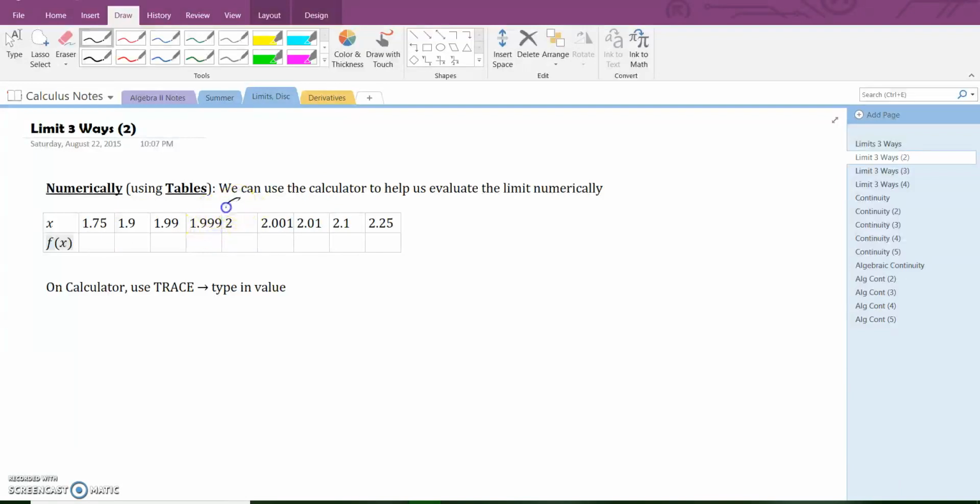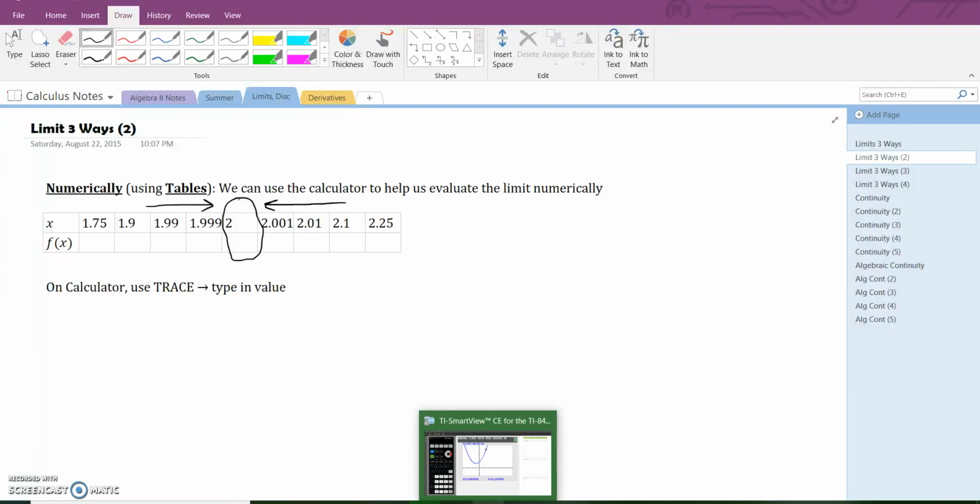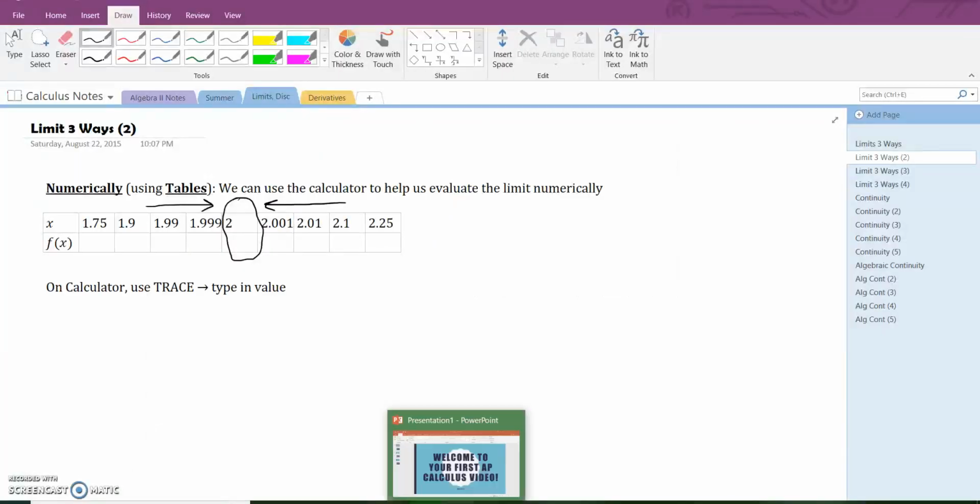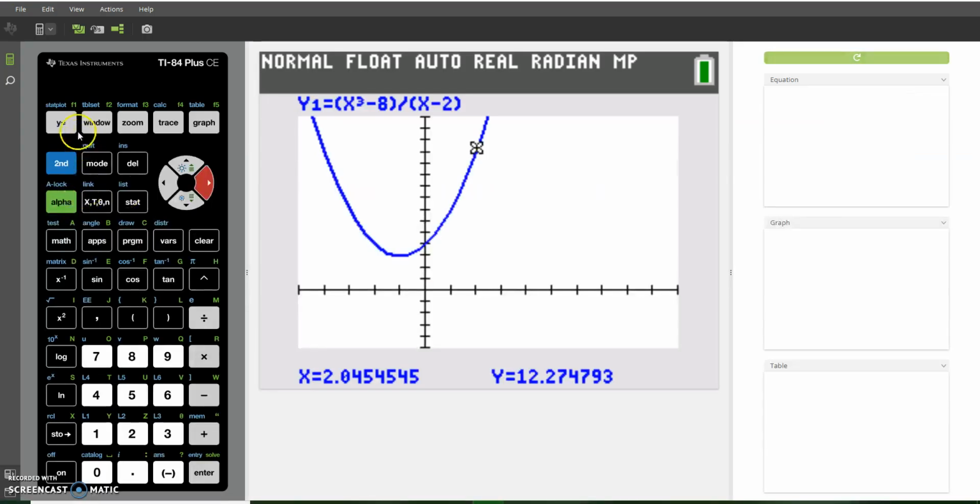Now because we want to know the limit as we approach 2, I have x values getting close to 2 from the left and close to 2 from the right. So I'm going to show you 2 different ways you can evaluate quickly on your graphing calculator. You might know one or both of these. If not, you're going to want to start doing these soon to help you save time.